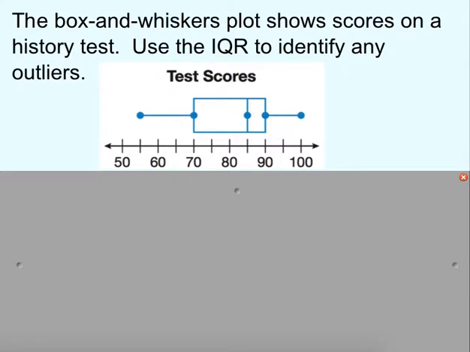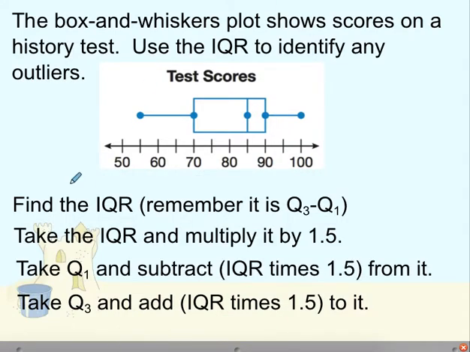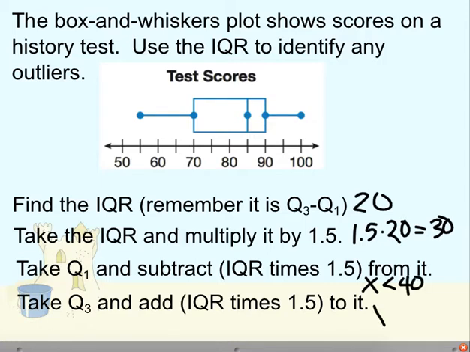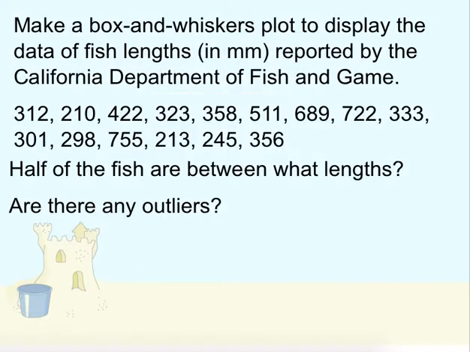Okay, let's try it again. So we are going to use that interquartile range, 90 minus 70, so we have 20 again. 1.5 times 20 is 30. And then we're going to say x needs to be less than quartile 1, so 70 minus 30, which is 40. And on the high side, x needs to be greater than 90 plus 30, so 120. Since we have numbers that look like about 55 and 100, we don't have any outliers because we don't have anything that's less than 40 or greater than 120.